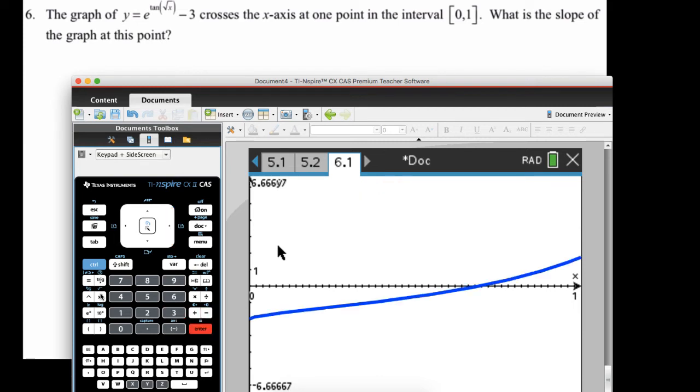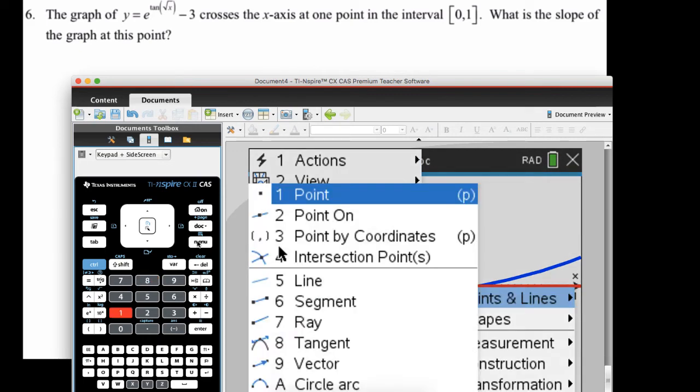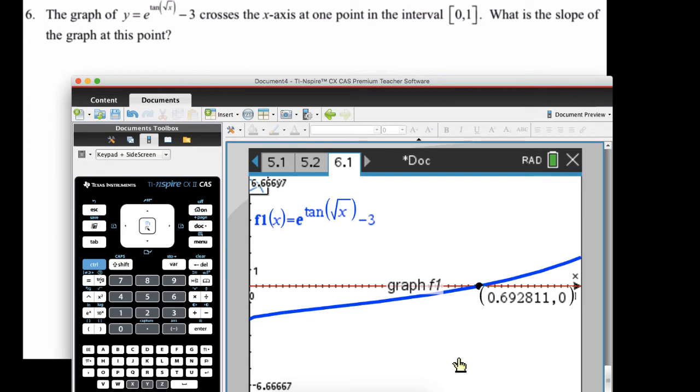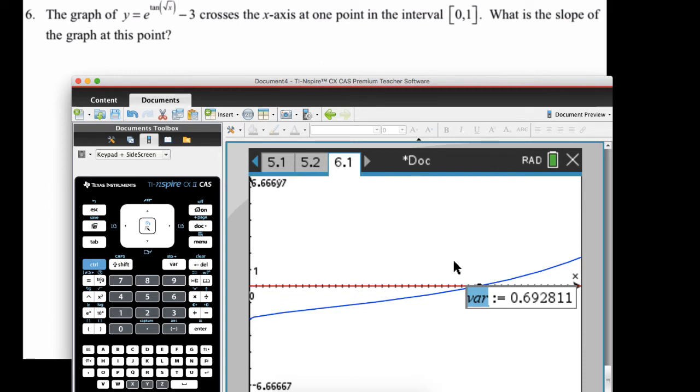Okay, I can see it definitely does cross only once. Press tab, 0, so I can find this point. I'm going to do menu, 8, 1, 4. And there, so I get that. I'm going to store this. So shift, control, store. I'm just going to store it as A.